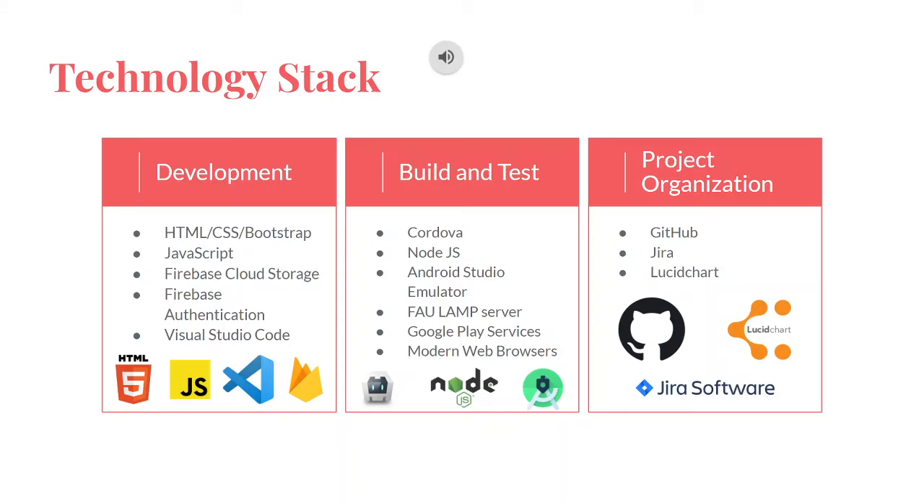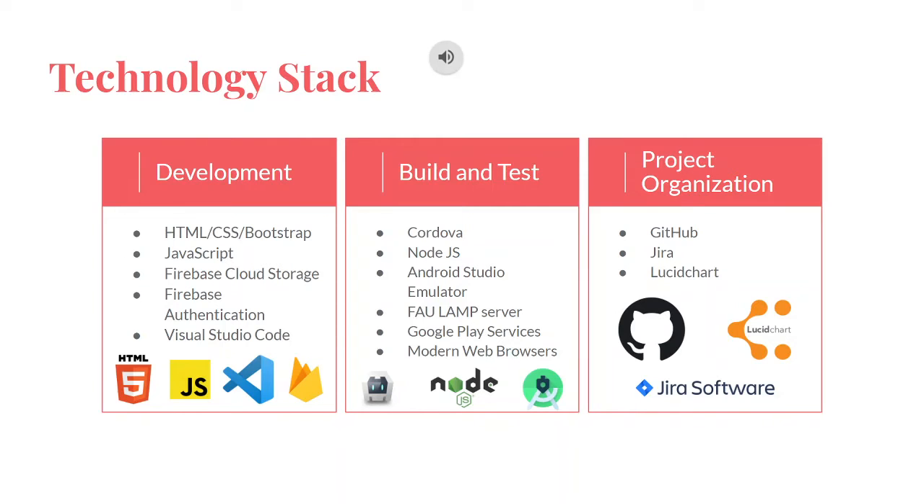The technology stack that we are working with in this project can be divided into three main categories. In the first category, we have development. This includes all the elements needed to program and create the application, and consists of HTML, CSS, and Bootstrap for the layout, JavaScript for functionality, Firebase for authentication and data storage, and lastly, Visual Studio Code for text editing.